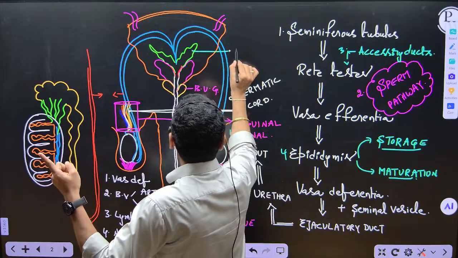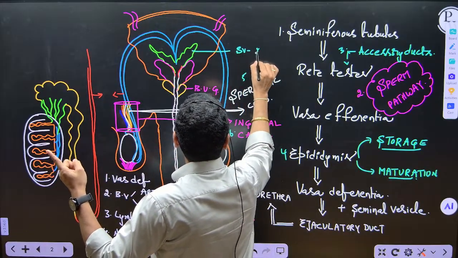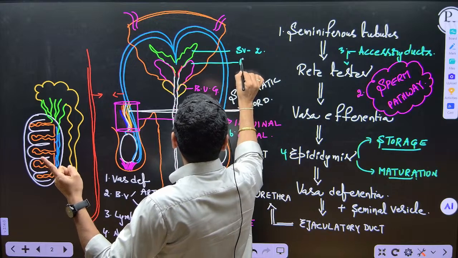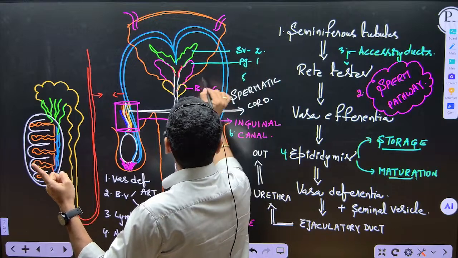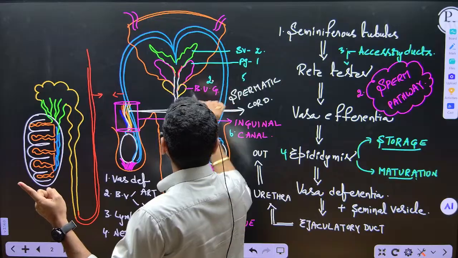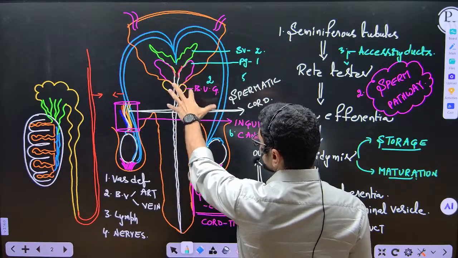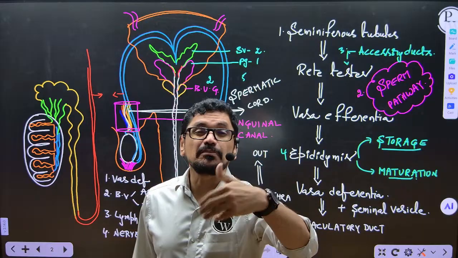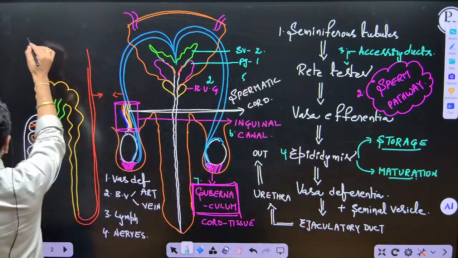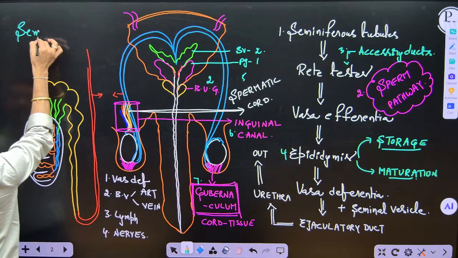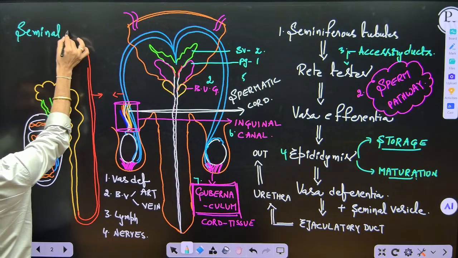Already I discussed the seminal vesicle. Seminal vesicles are 2 in number. Already I discussed the prostate gland. The prostate gland is 1 in number. Today I have explained the bulbourethral glands, which are 2 in number. And all these secretions together are called seminal plasma.